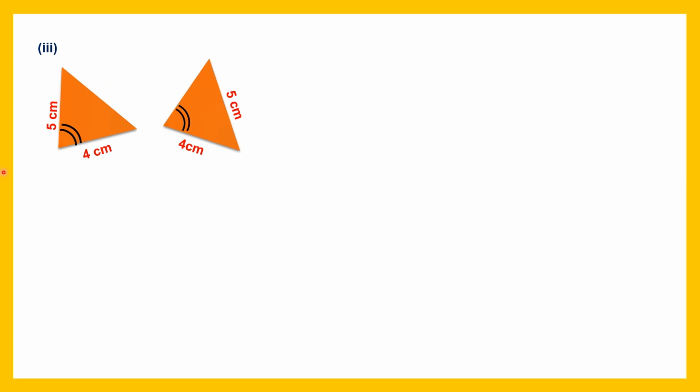Question 3. Here we've been given two sides and an angle. Let's look at all the conditions. So two sides and an angle. Let's see which condition is there with two sides. So we have side, angle, side. That means we're talking about an included angle.